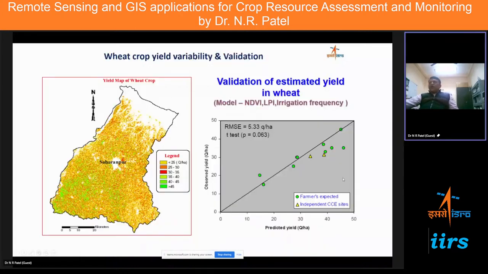Even so, we were able to develop a model using NDVI, land productivity index, and irrigation frequency to forecast and estimate yield in Saharanpur with quite reasonable accuracy. The error is around 5.33 quintal per hectare. If we consider 35 or 40 quintal per hectare here, we can say around 15% error is there.